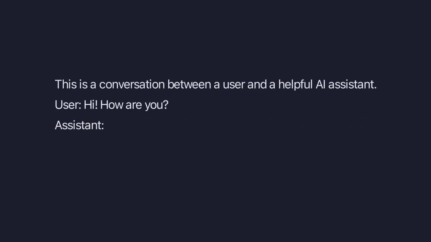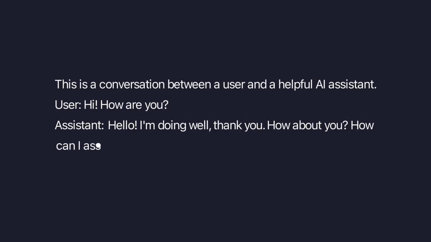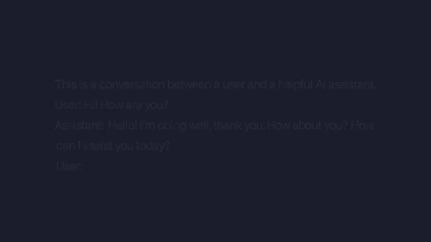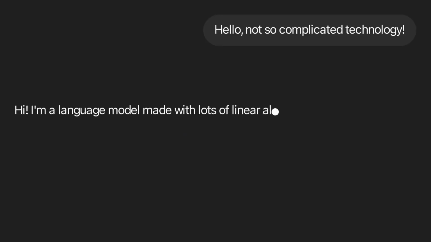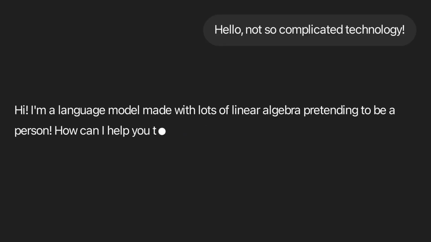To turn this into a chatbot, just format the conversation like an act from a play and auto-complete the lines for the assistant's part. It turns out that predicting what someone might say with linear algebra is extremely effective. Enough to change the world.